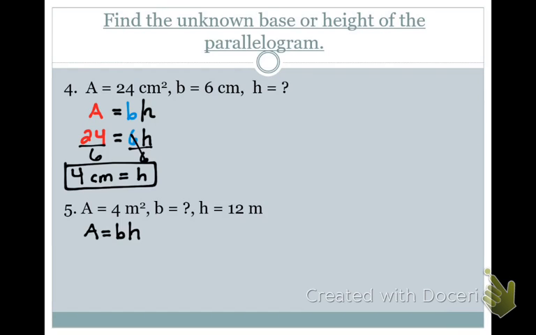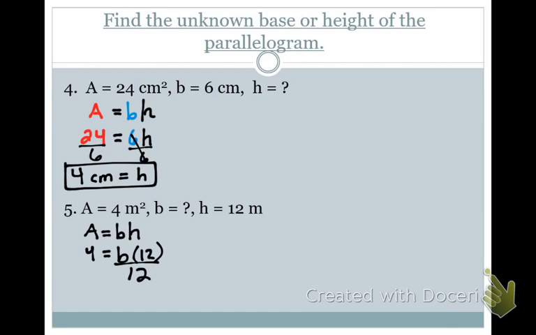Do I know my area? Yes. What is it? 4 meters. Drop down your equal sign directly underneath it. What's my base? We don't know it. What's my height? 12. How can I get base by itself?